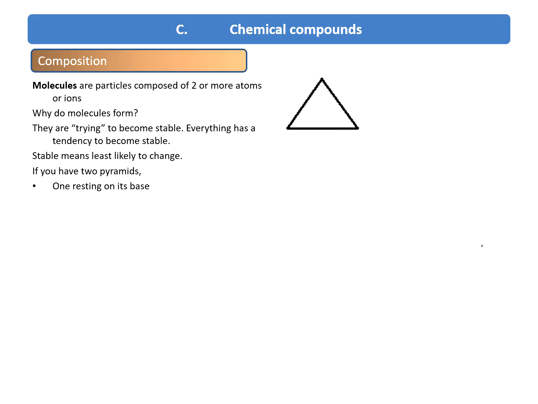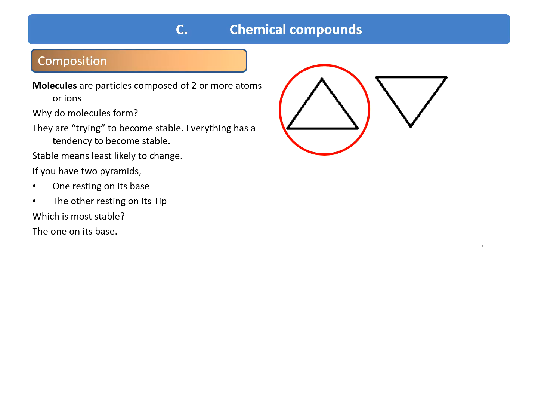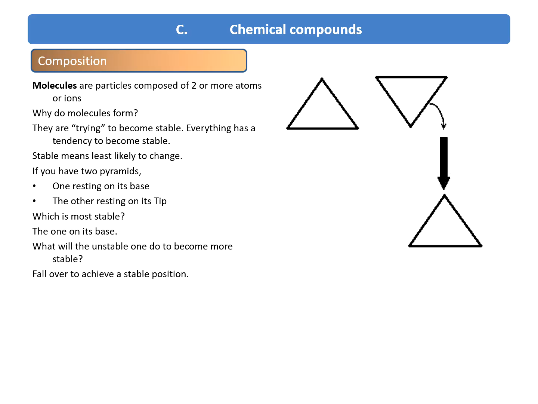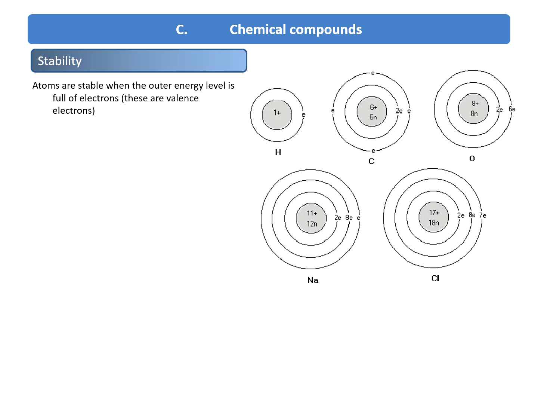Let's look at 2 pyramids, one resting on its base and the other sitting on its tip. Which pyramid is more stable? The one on the base. What will the unstable one do to become more stable? It will fall over to achieve a stable position. The pyramids in Egypt have lasted in a stable position for 4,000 years.